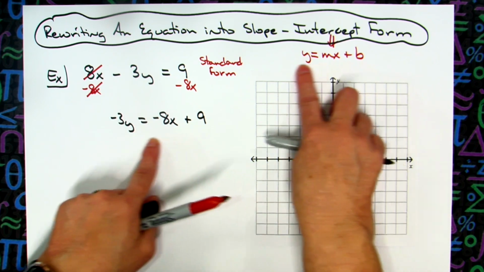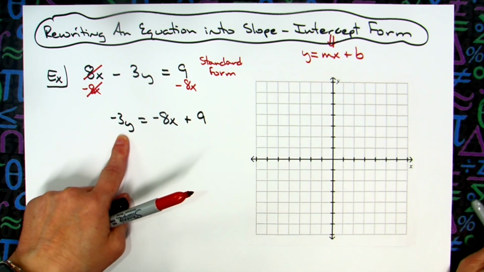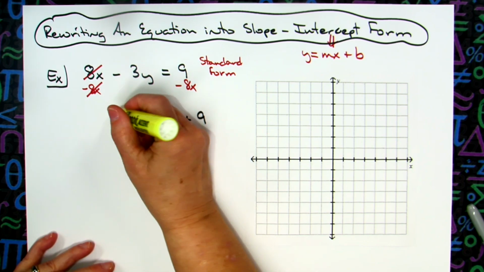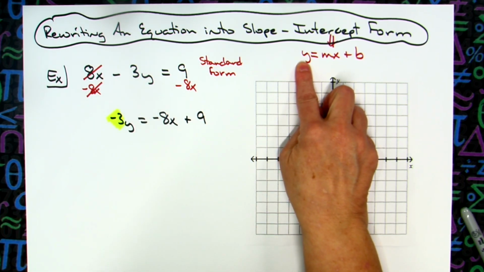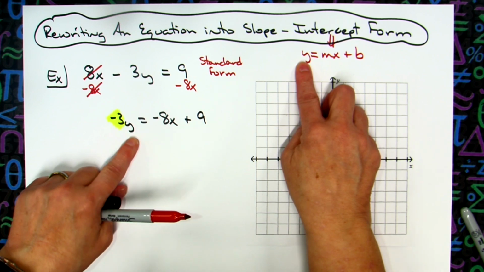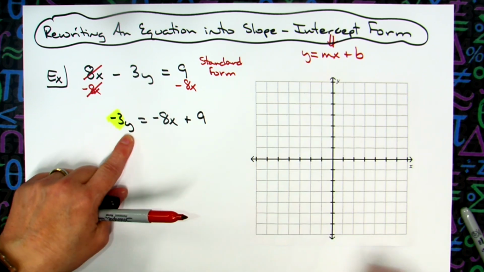I'm really close to my mx plus b at this point. This does not match exactly because there's a negative 3 sitting in front of the y. All right, is there a number sitting in front of my y in y equals mx plus b form? No. So that means I got to get rid of the negative 3. It's negative 3 times y, inverse operations. What's the opposite of multiplying by negative 3?